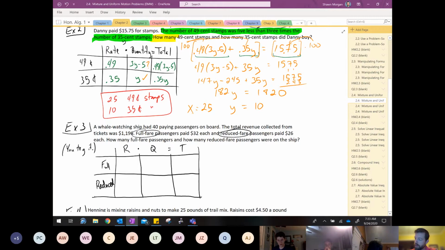So Joey's off the hot seat. He's helped me enough. Let's see about Reed. Can you tell me, Reed, anything about the rate column? This is helpful when you guys have your cameras turned on so I can see you. Like how much they paid? Yeah. Okay. So how much does a full fare ticket cost? $32. And the other kind? 26. Good. Remember, fellas, you'll always know everything about one column. It's not always the rate column. It just happens to be that way in this example. But the unknown will be in the other column. So we don't know how many full fare tickets there are. We don't know how many reduced fare tickets there are.